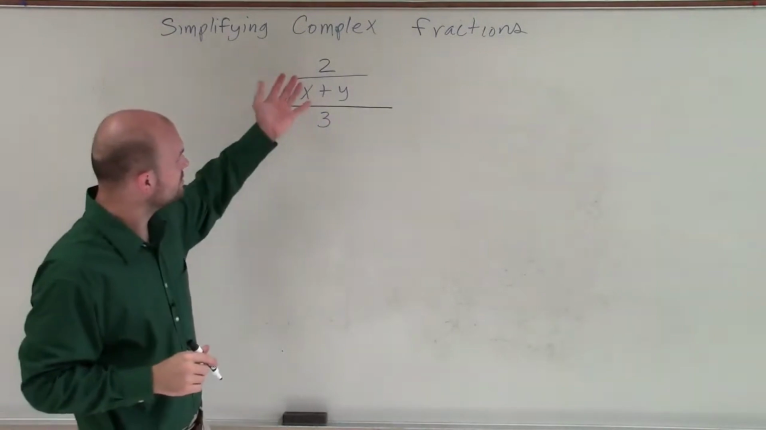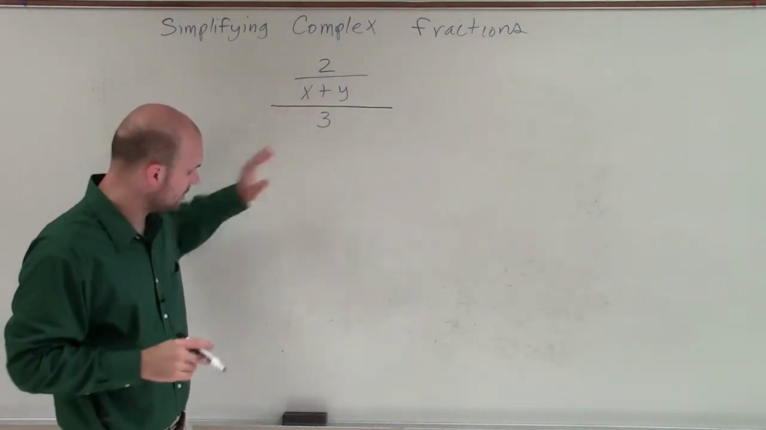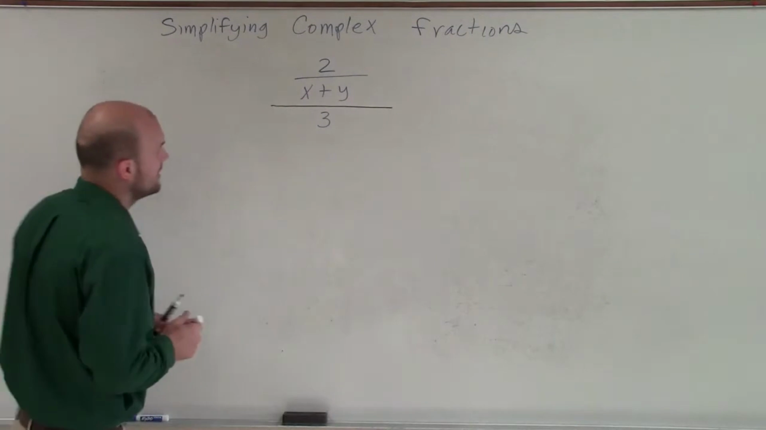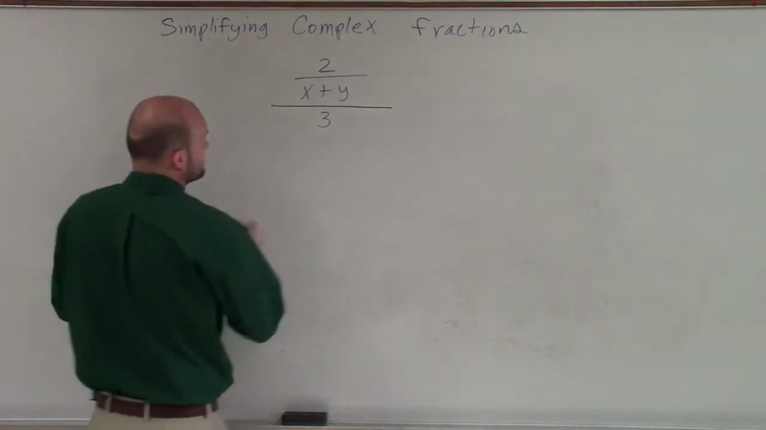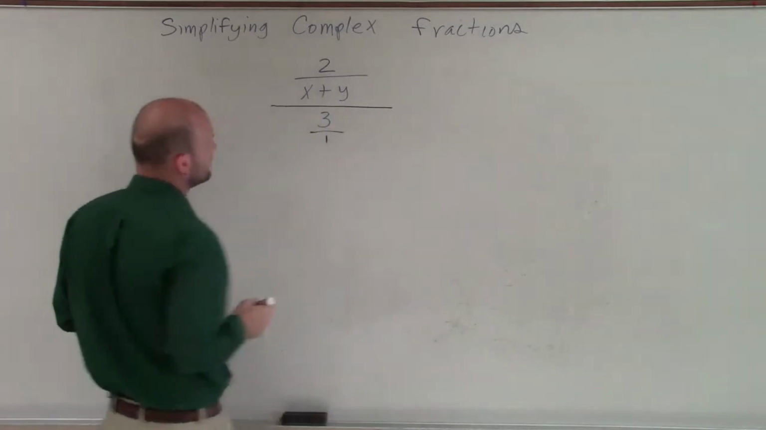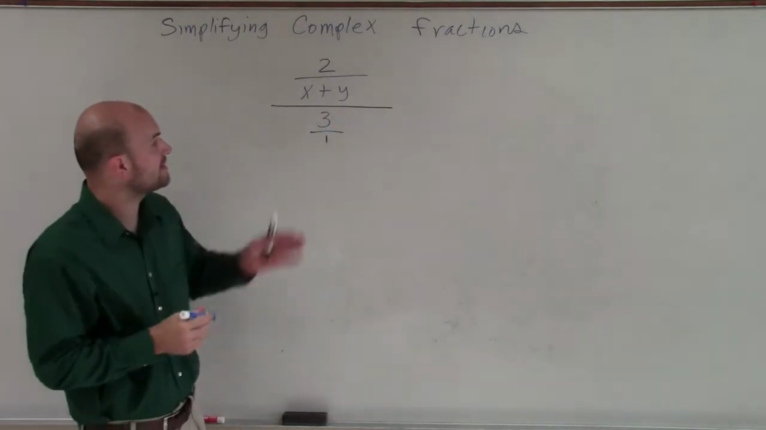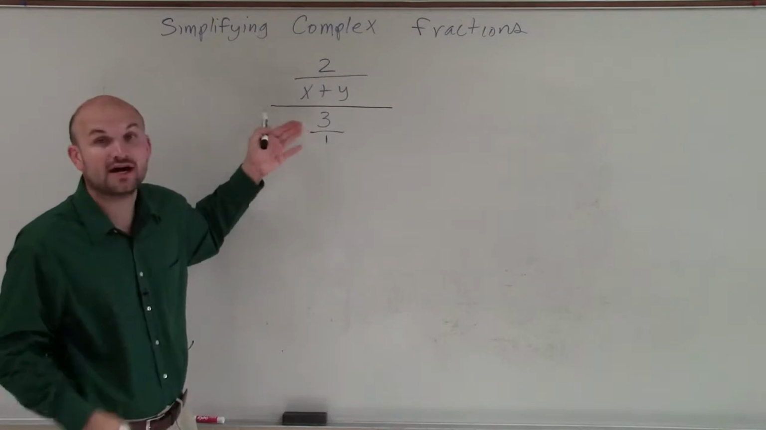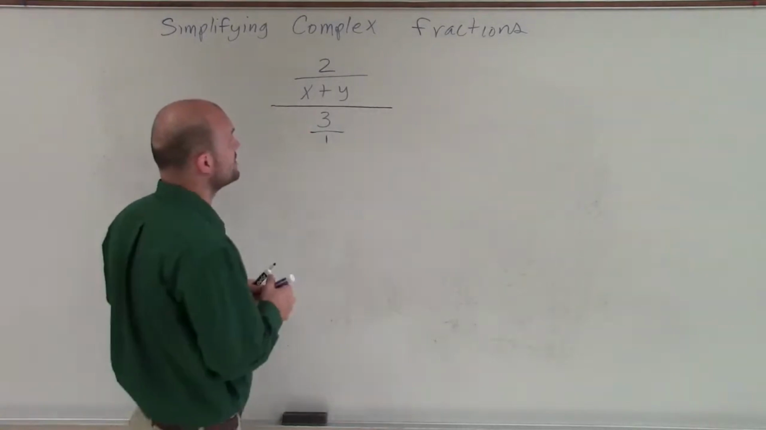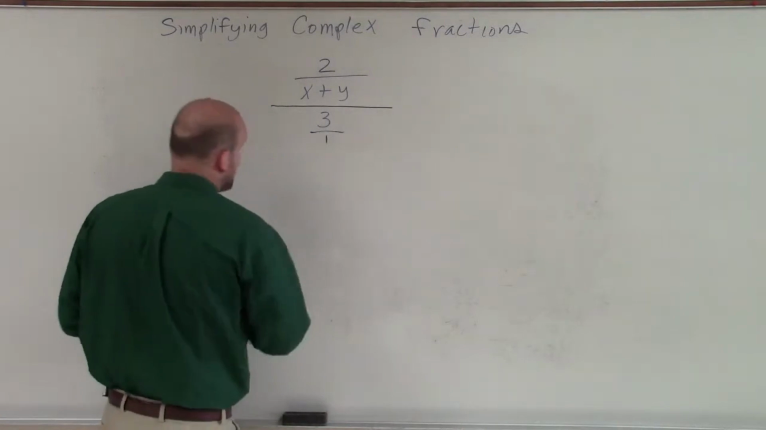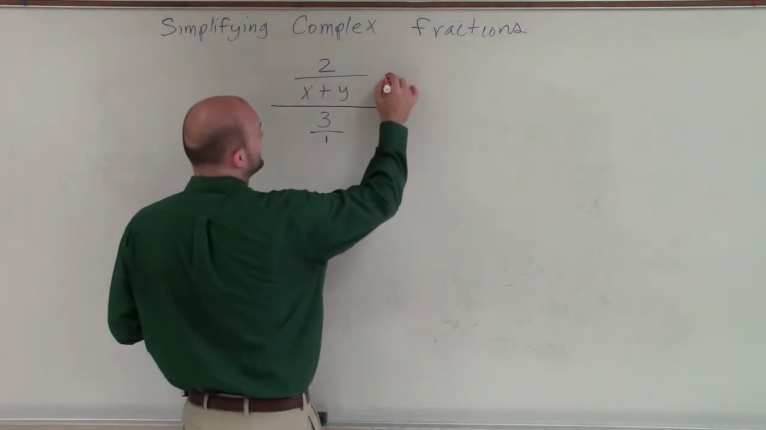So when dividing this, what we want to do is rewrite this as a fraction. I'm going to rewrite the 3 as 3 over 1. Now you can see it is a rational expression divided by another rational expression. This one just has integers. Therefore, we can rewrite this problem as being multiplied by the reciprocal.